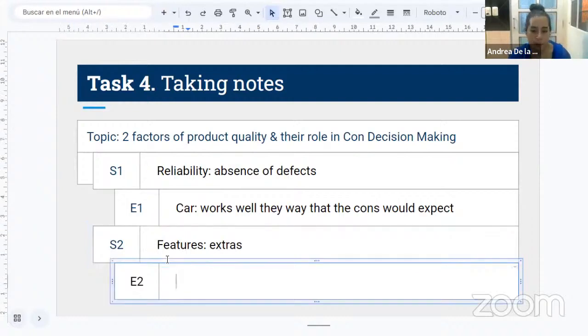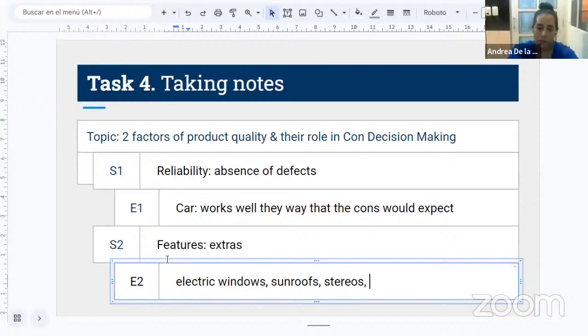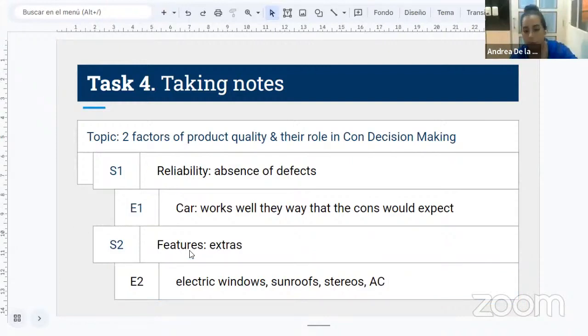Now, what about the example? What's the example that the professor gives for this? Electrical windows. Exactly. Sunroof. All right. What else? Stereo. Okay. So yeah, I think air conditioning is also mentioned. But basically, those are examples, right? Those are things that a car doesn't really need to have. Your car doesn't need to have electric windows, but those are extra features that make them more appealing for the consumer.